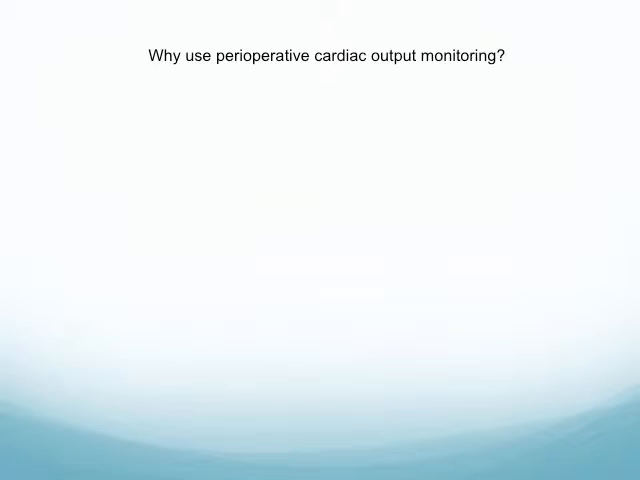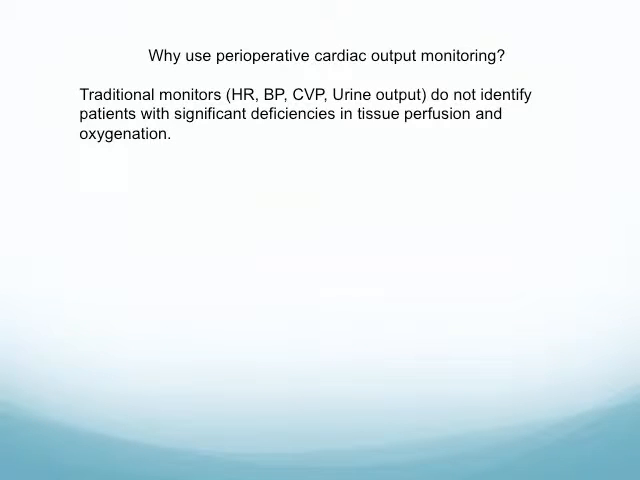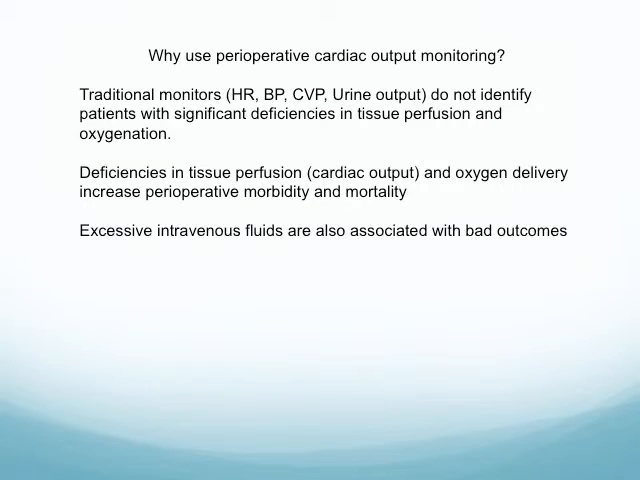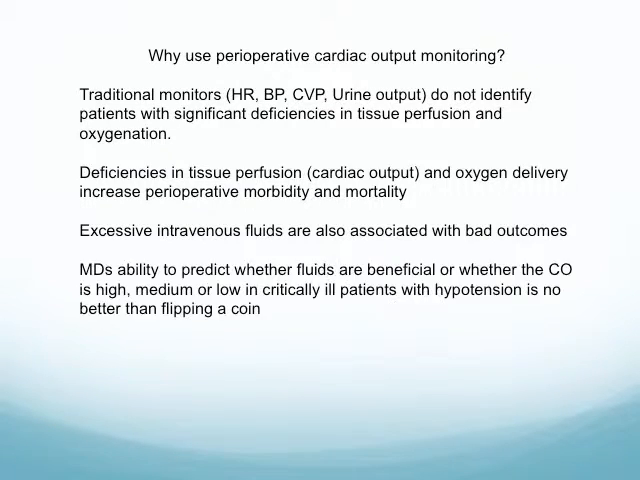So why use perioperative cardiac monitoring? We know that our traditional monitors of heart rate, blood pressure, central venous pressure, and urine output, to name a few, are unable to identify patients with significant deficiencies in tissue perfusion and oxygenation. Deficiencies in tissue perfusion and oxygen delivery, if not corrected, are associated with increased perioperative morbidity and mortality. Excessive intravenous fluids are also associated with bad outcomes.